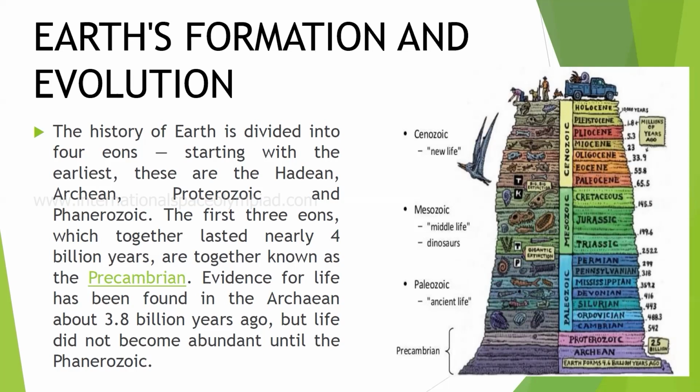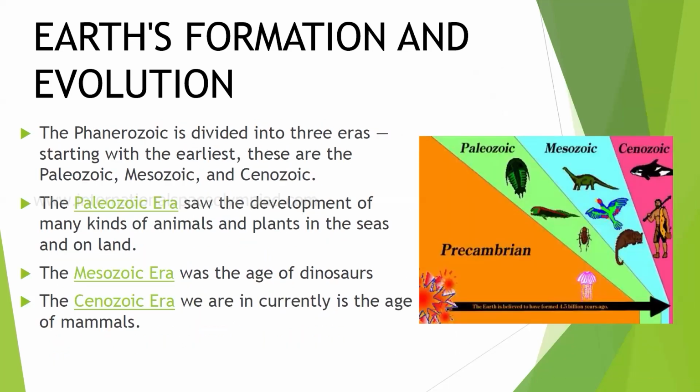It is the last eon, Phanerozoic, where we talk about life. Evidence of life has been found in the Archean about 3.8 billion years ago. That's right, but life did not become abundant until the Phanerozoic. Again, the Phanerozoic is divided into three eras. So there are four eons in the history of Earth, and the last eon is Phanerozoic.